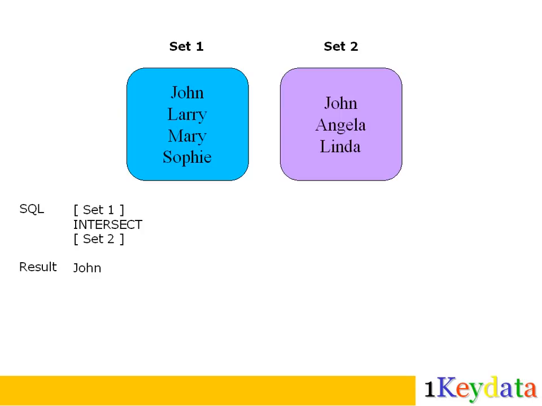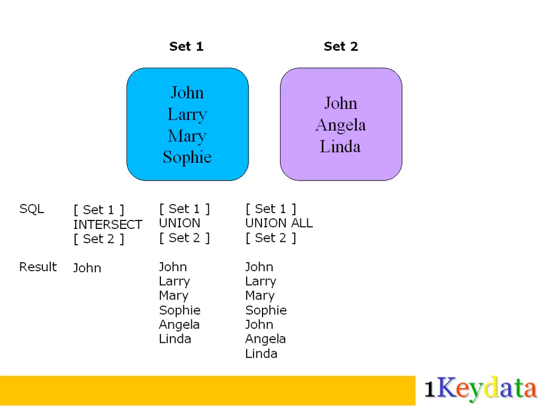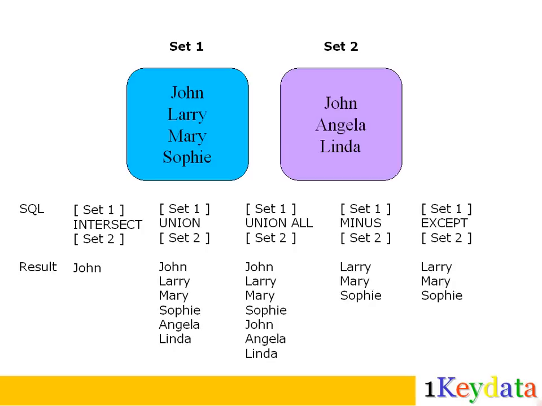When we use the union command, the result is John, Larry, Mary, Sophie, Angela, and Linda. When we use the union all command, the result is John, Larry, Mary, Sophie, John, Angela, and Linda. When we use the minus or except command, the result is Larry, Mary, and Sophie.